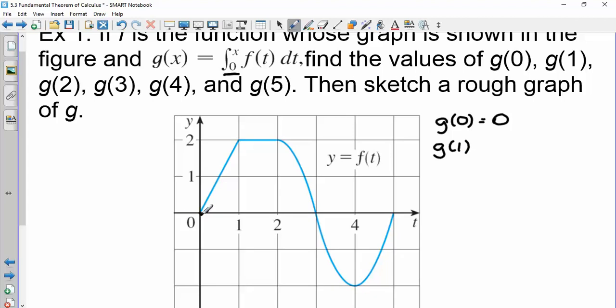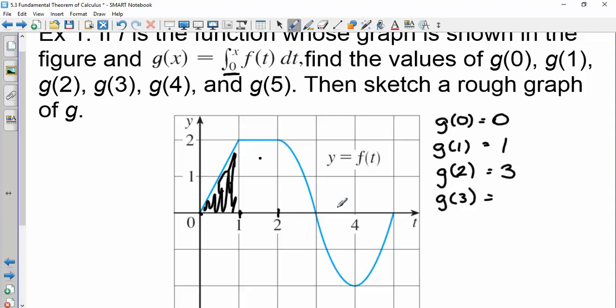G of 1, so from 0 to 1, what's my area? Let's use these boxes to estimate. Our area would be this stuff, so what would that be approximately? Probably about 1, don't you think? This little triangle will kind of fill in that one down there so we get a full box. So G of 2. We already know from 0 to 1 it's 1. From 1 to 2, I add in 2 more boxes, so my total area to that point would be 3.